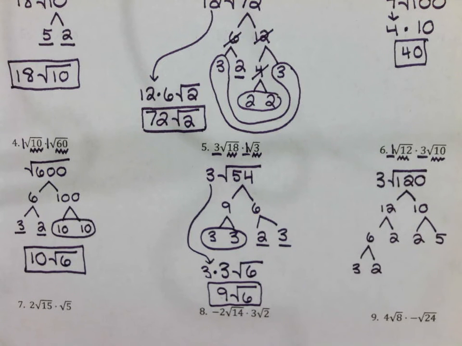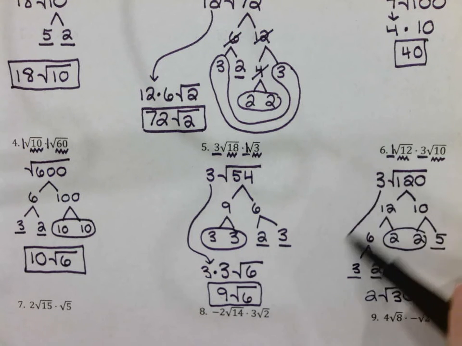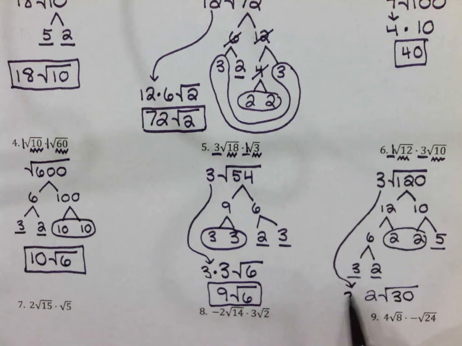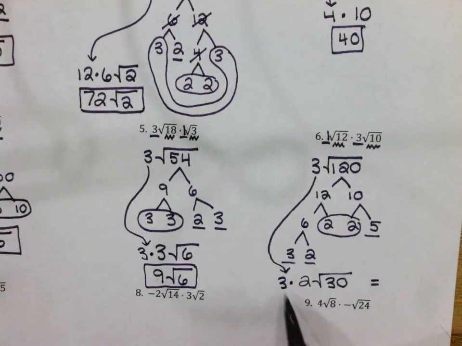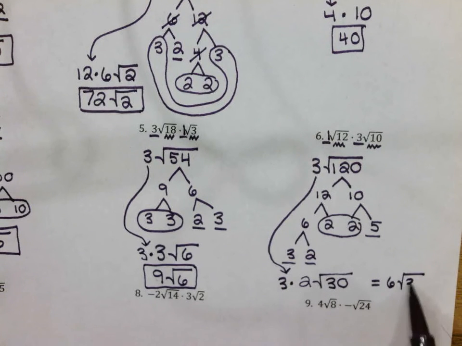3 and 2. So we have a pair of 2s, and it looks like we have 3 singles, and that's okay. Couples go out, singles are going to go in. In this case, it's 3 times 2 times 5. That's going to get us 30 on the inside. And then don't forget about that 3 that we're multiplying everything by. I need to bring that down. So this is really 6 square root of 30.